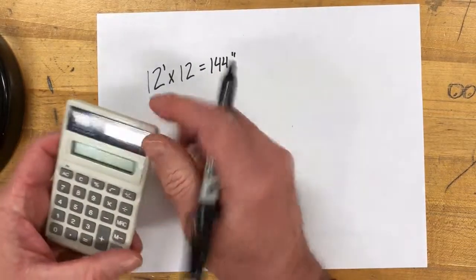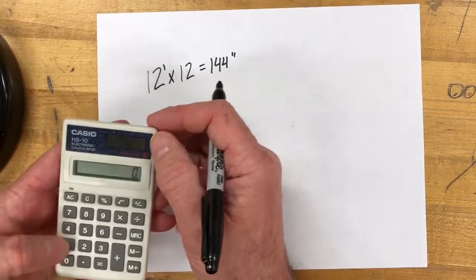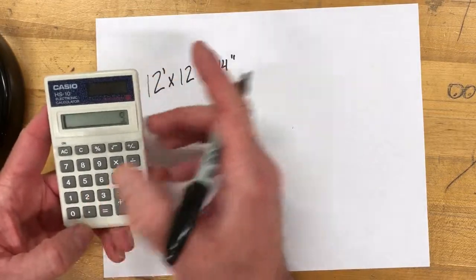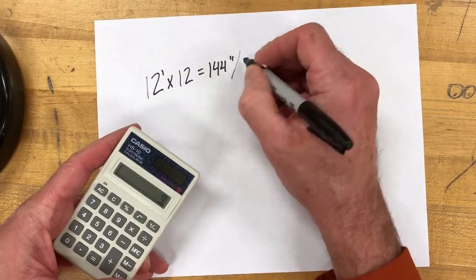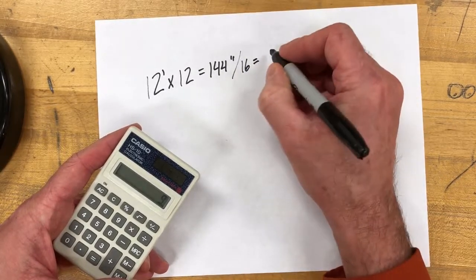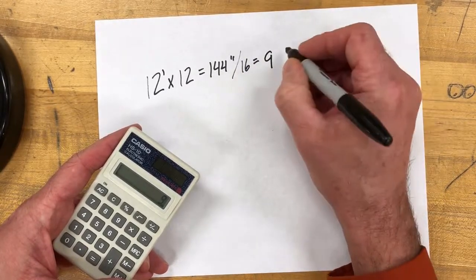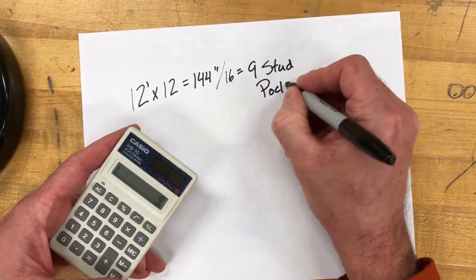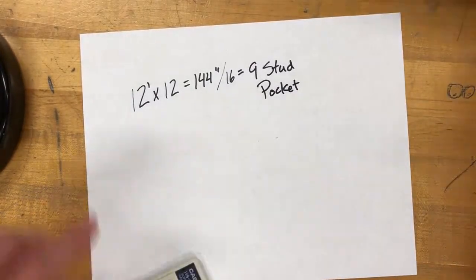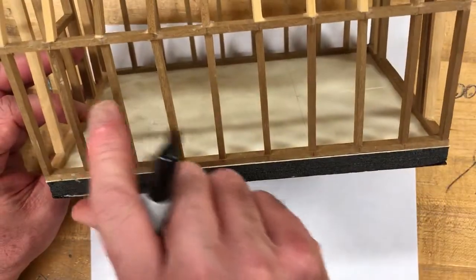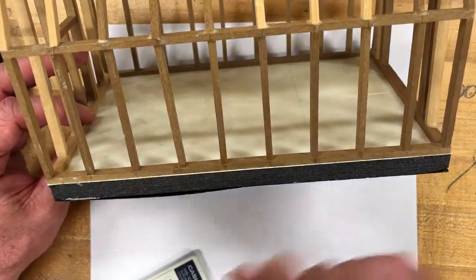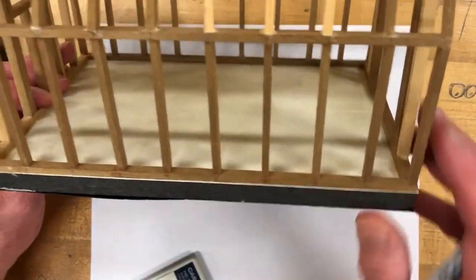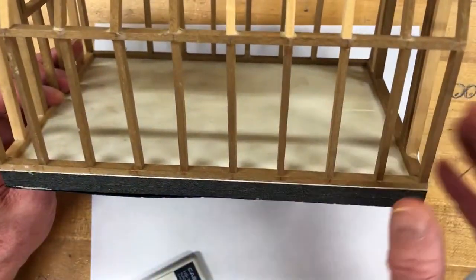And then I'm going to take 144 and divide that by 16. That'll equal 9 stud pockets, okay? Now, these 9 stud pockets, if you take a look back on the model here, are the spaces in between each one of the studs. Those are called stud pockets. So we're going to need 9 stud pockets there, but if we count the endmost piece and this endmost piece here, we'll end up with 10 wall studs, okay?